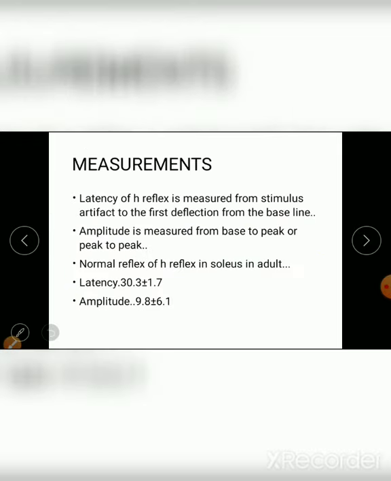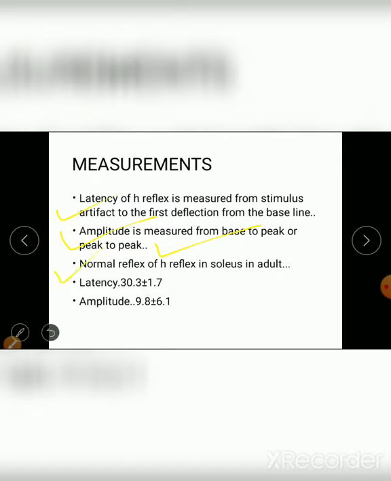The measurements. So the latency of the H reflex is measured from the stimulus artifact to the first deflection from baseline. Latency means what? Latency means the time interval between onset of stimulus and onset of response in the graph. Okay. So here the latency is measured from the stimulus artifact to the first deflection from the baseline. The amplitude. Amplitude means the maximal height of the action potential. So amplitude is measured from base to peak or peak to peak in the graph.